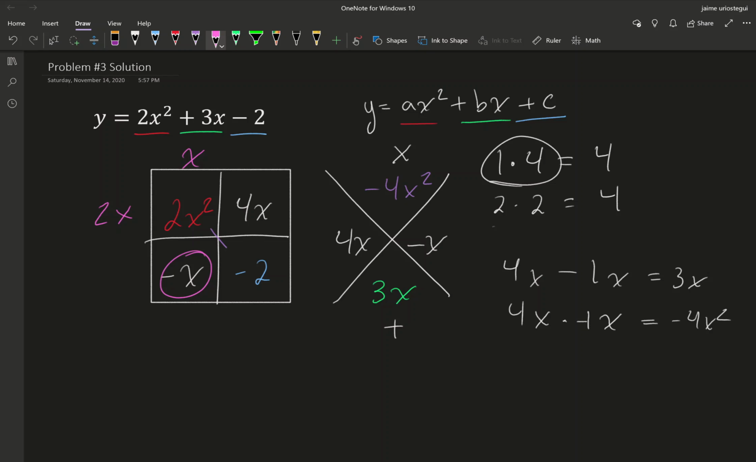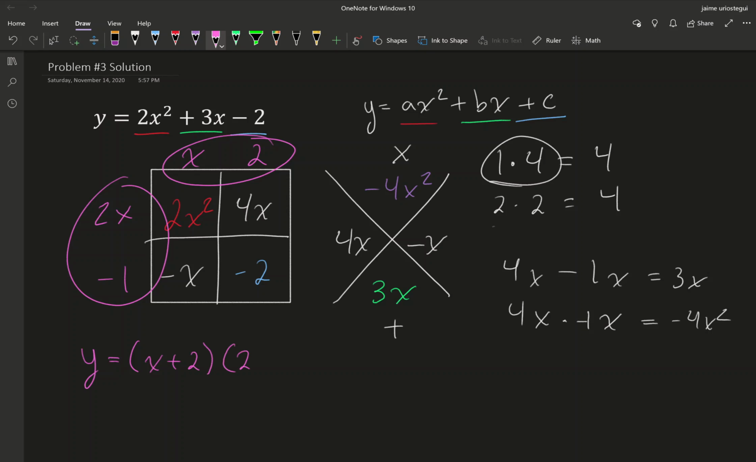So now 2x needs to multiply with this term here to give us a 4x. To do that, we need to put a 2 here, because 2 times 2x is going to give us 4x. Now to get this negative x down here, we need x times a negative 1, which would give us our negative x there. And if you notice, it all works out. Negative 1 times 2 is going to give us a negative 2. So we have our two factors of y equals x plus 2, 2x minus 1.